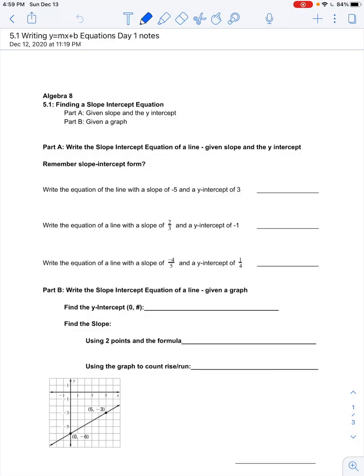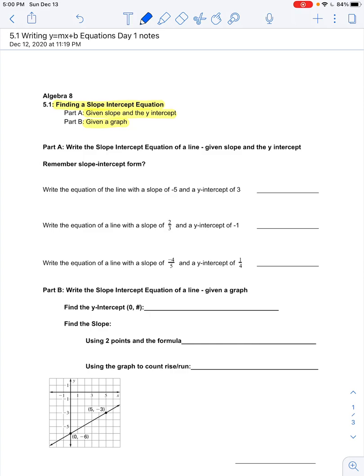All right, ladies and gentlemen, we are going to start chapter 5. And chapter 5 is going to kind of stick with the whole idea of lines. But what we're going to be working on is finding equations. So we're going to be finding a slope intercept equation. And we're going to learn two ways today, given slope and the y-intercept and given a graph.